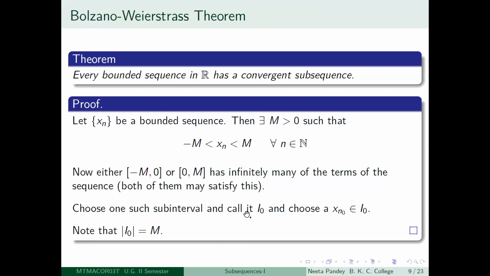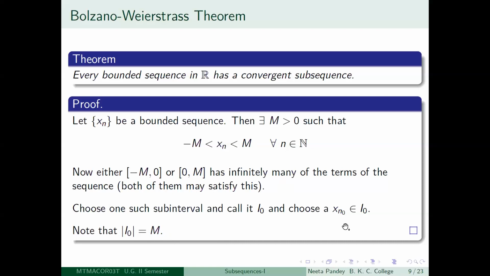So what is going to be the length of I0? I have used the same notation as before. I have used mod I0 to denote the length. The length is going to be m, whether it is this one or this one, right? 0 minus minus m is also m. m minus 0 is also m. And we have divided into equal parts, so it's obvious the original interval had length 2m. Now the interval has length m.